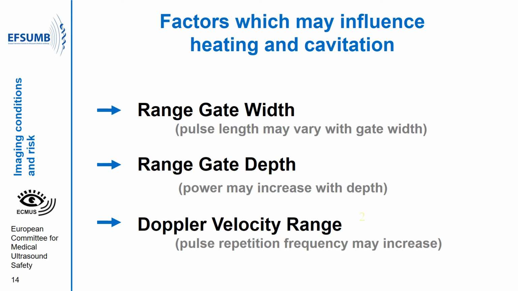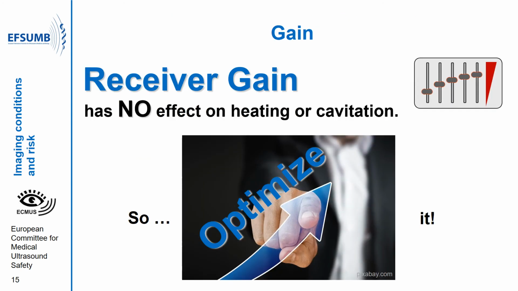Other factors which may indirectly influence heating and cavitation include range gate width, range gate depth, and Doppler velocity range. However, the receiver gain will have no impact on the output parameters, so therefore optimize your time gain compensation and overall gain settings.